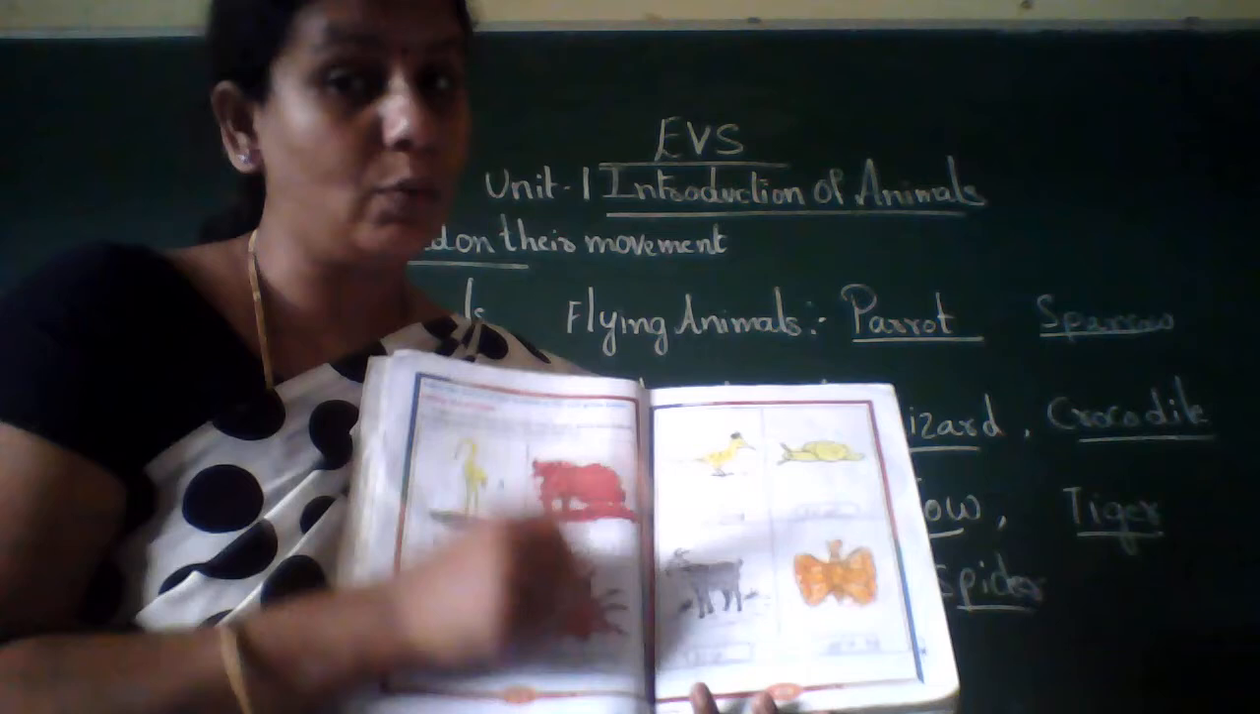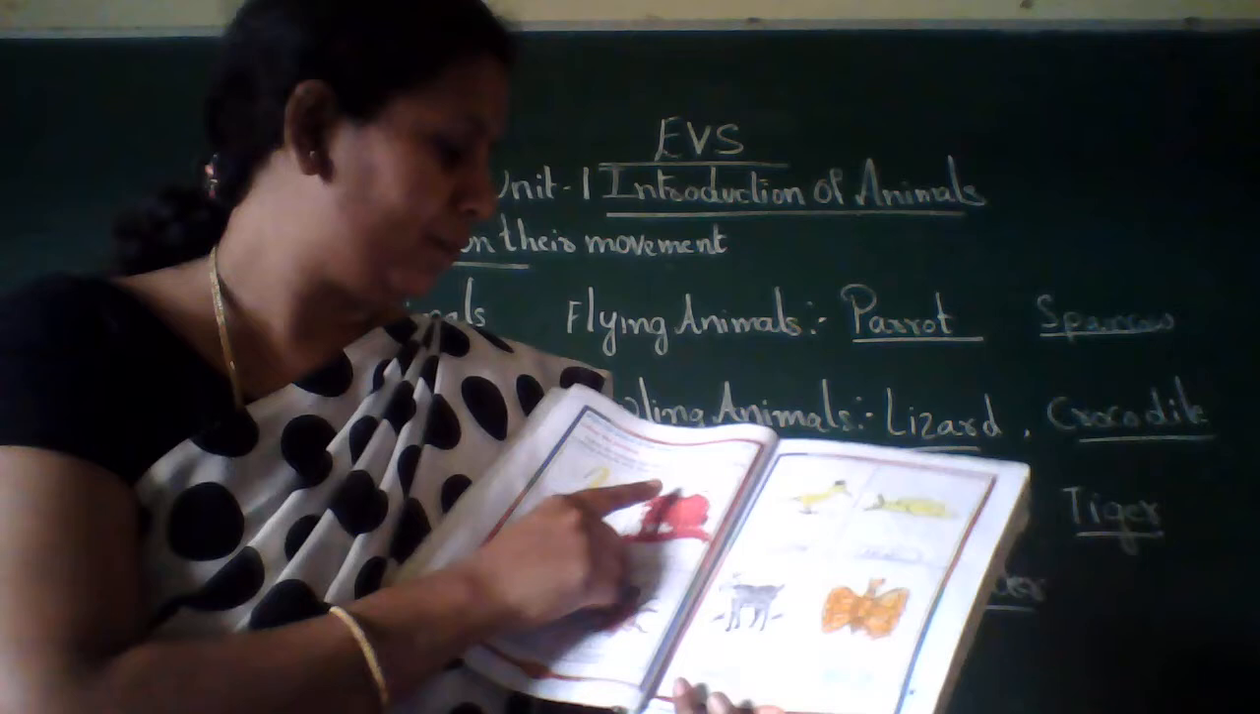Then goat is a walking animal. Walking animal means which color do you put? Brown color. Then insects with red color. Butterfly is an insect, so you have to put red color. Okay. Next.